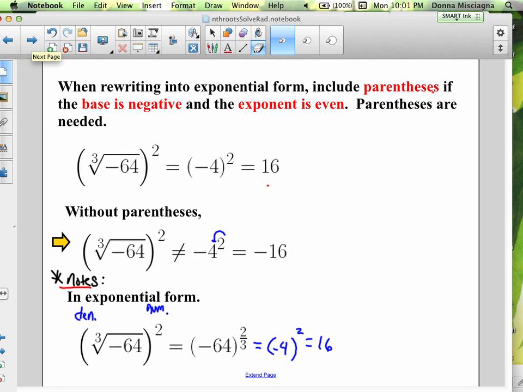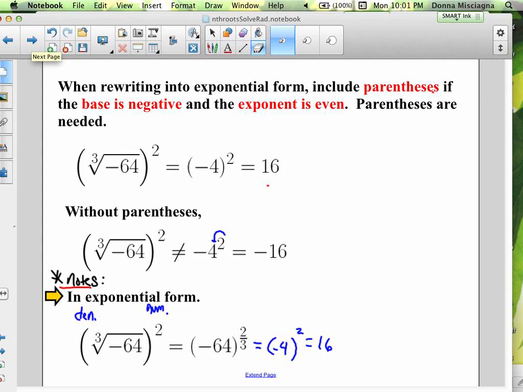Without the parentheses, the cube root of negative 64 squared, that would give us negative 4 squared, but it's not in parentheses. The negative is not being raised to a power. Exponents only apply to what's directly in front of them. So negative 4 squared without the parentheses gives us negative 16, which is not the same as 16.